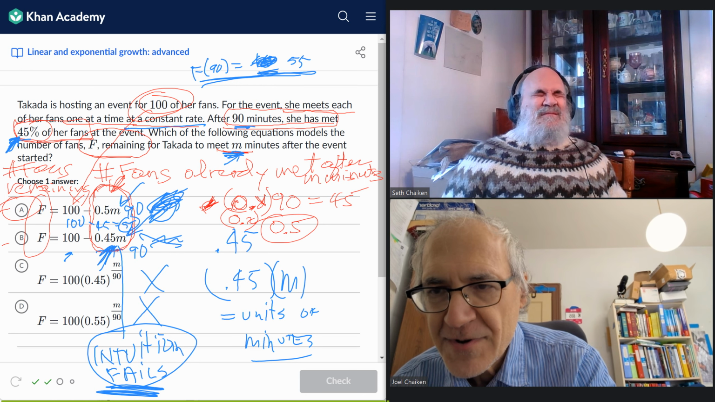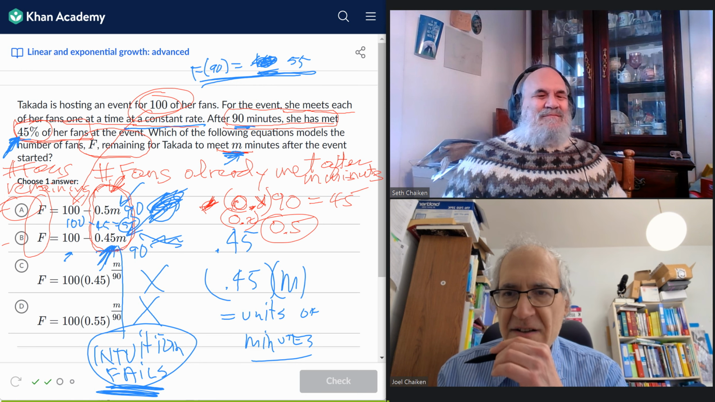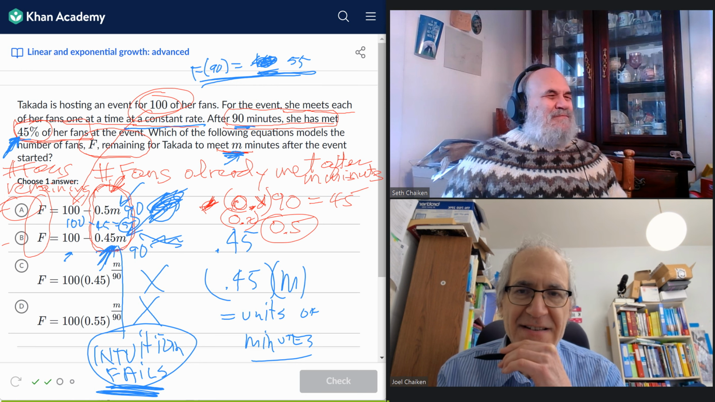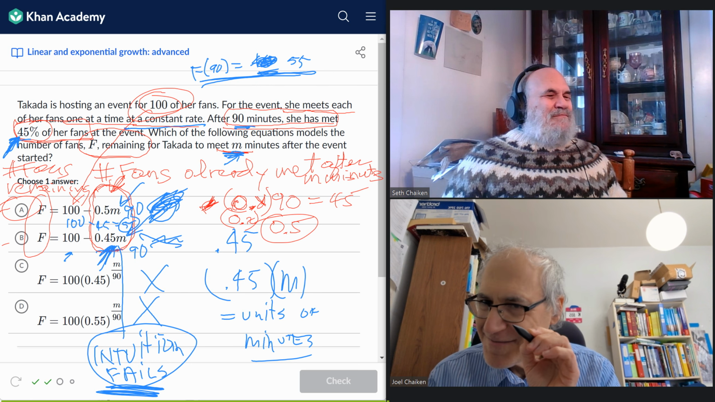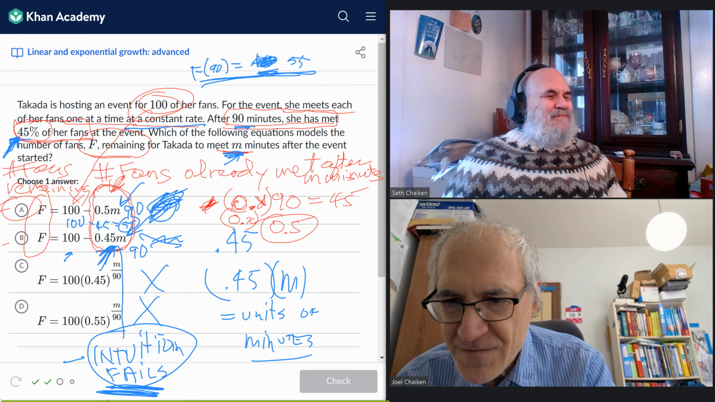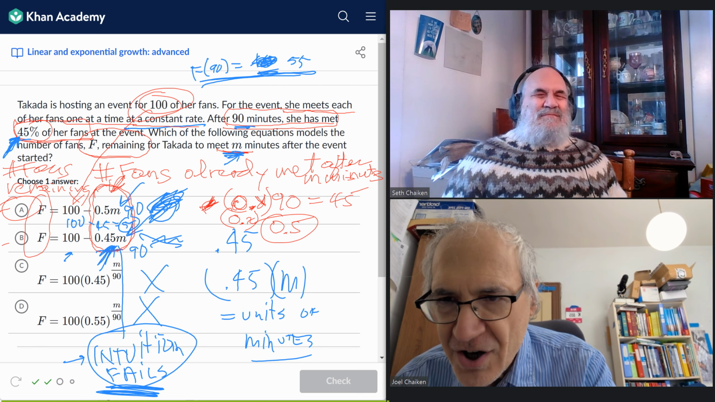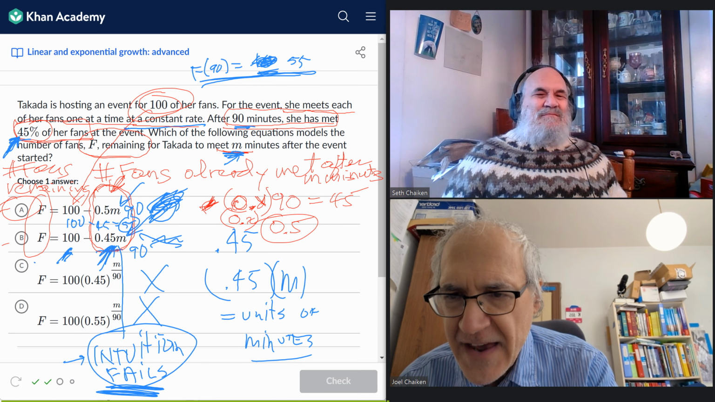I find percent questions have always been tricky ever since I learned percents in 5th or 6th grade. So that's an alert: you don't want to be complacent. The other thing that's very unusual about this problem, and maybe that's why the intuition fails, is that the unit analysis is weird. It's weird because the unit of F is fans. 100 is fans.